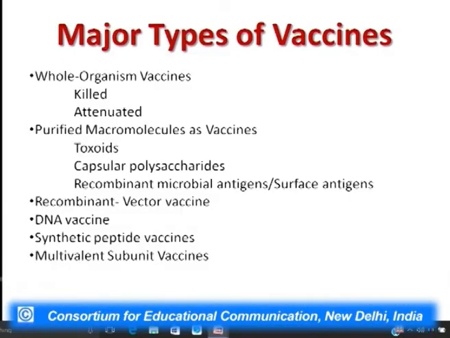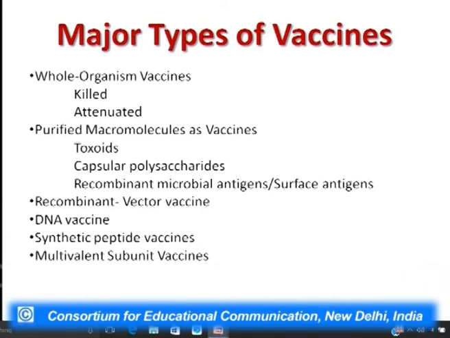Now, there are purified macromolecules which are also used as vaccines. If you remember, we said that toxoids, which are secreted by certain pathogens, can also be used as vaccines. The capsular polysaccharide, that means the polysaccharide coat, can also be used as a vaccine. The recombinant microbial antigens or the surface antigens can also be used as a vaccine.